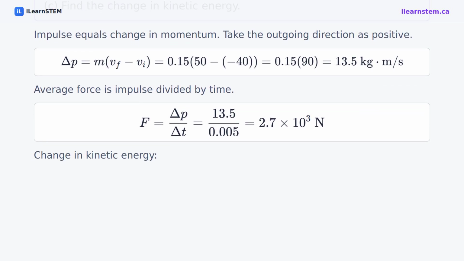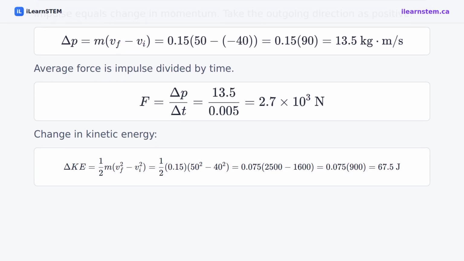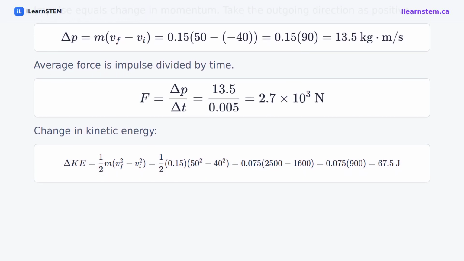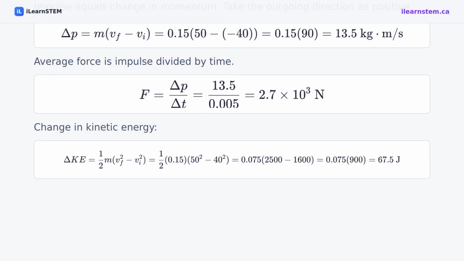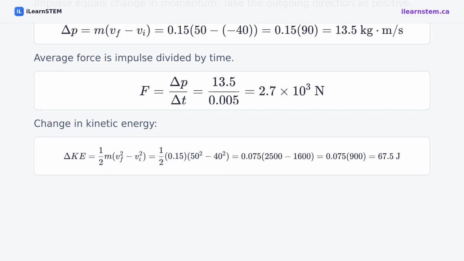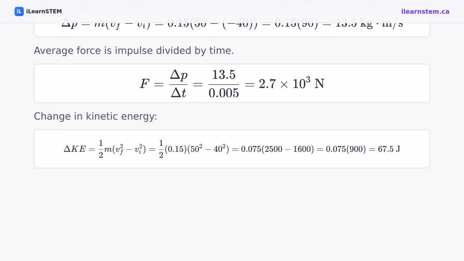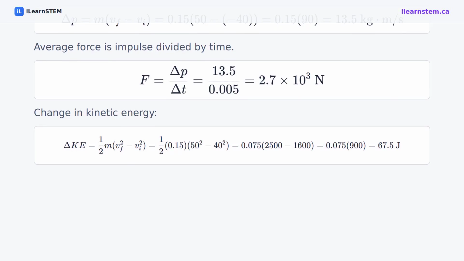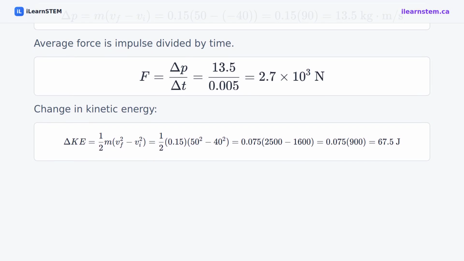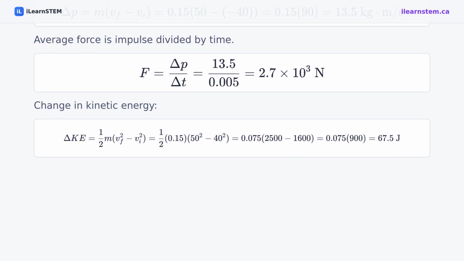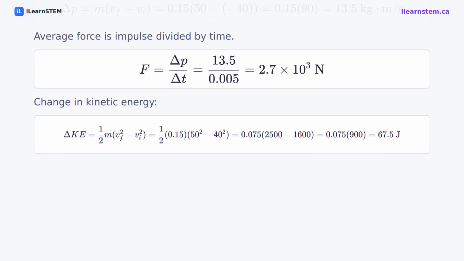Now find the change in kinetic energy. Change in kinetic energy is 1/2 mass times final velocity squared minus initial velocity squared. Half of 0.15 is 0.075. 50 squared is 2500. 40 squared is 1600. Difference is 900. 0.075 times 900 gives 67.5 joules.